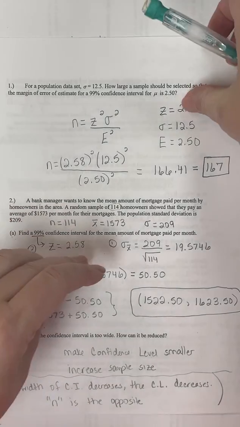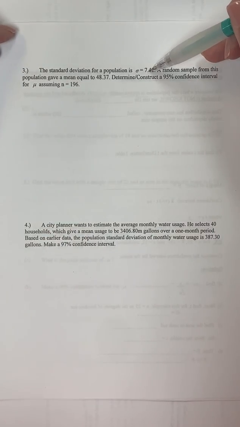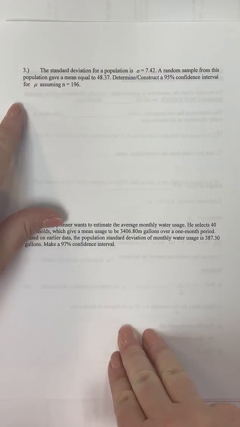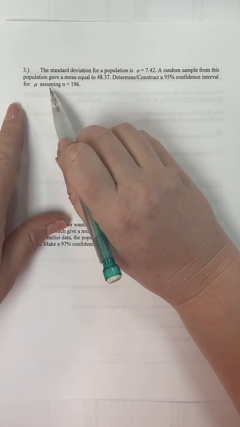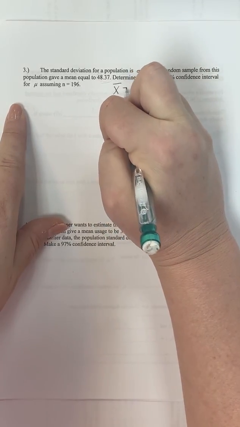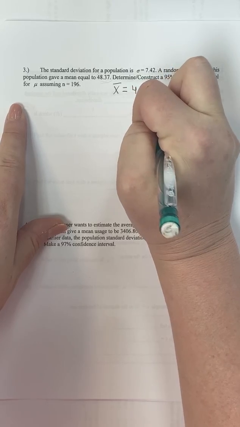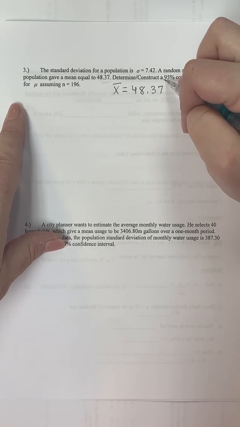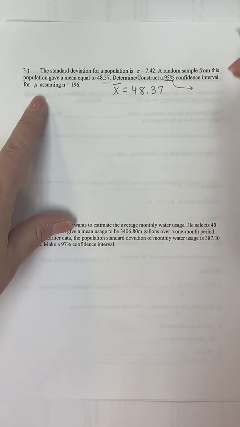Okay, here we go. Let's flip our page. Okay, part 3, number 3 and number 4. All right, so the standard deviation for a population is sigma. Again, now you know, sigma's known. We're going to use those steps. That's important. Okay, a random sample from this population gave a mean equal to this. Okay, that is our X bar. Determine or construct a 95% confidence interval for mu.